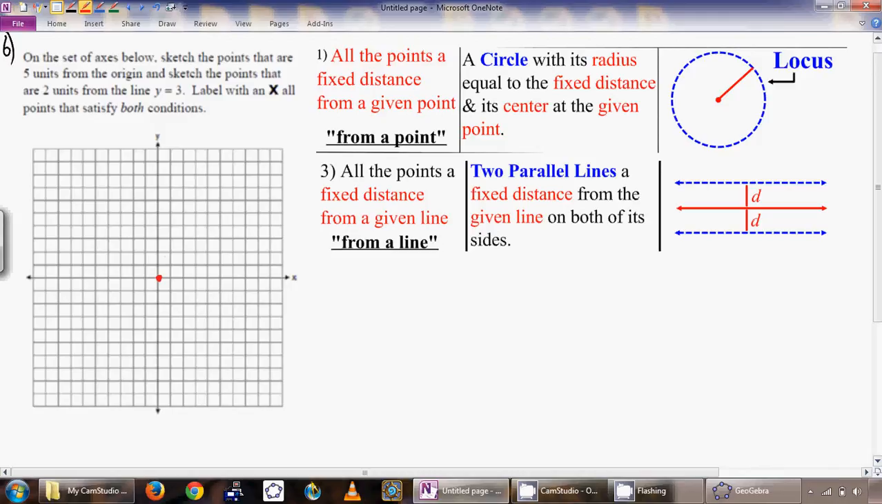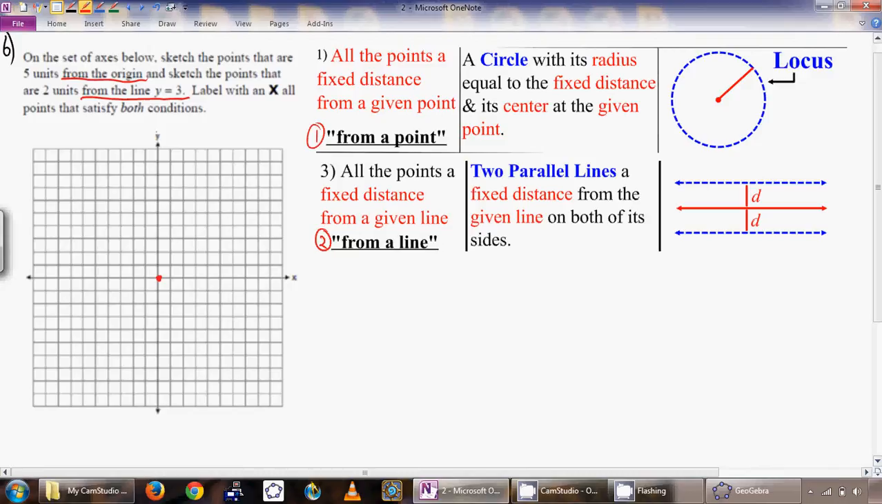So the origin is a point. So from the origin, that's giving me a condition from a point. And sketch the points that are 2 units from the line y equals 3. So that's from a line. That's my second condition. And I want to graph the line y equals 3.